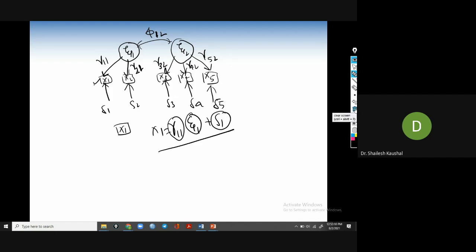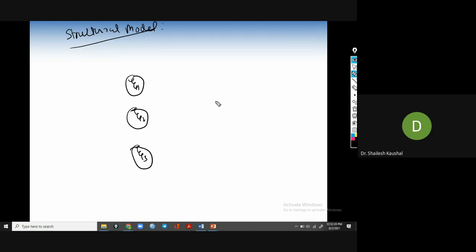Now the full structural equation modeling, the structural model. What is a structural model? It's a confirmatory structural model. In a structural model, there are variables like xi1, xi2, xi3, which are constructs, and there are two endogenous variables, eta 1 and eta 2.